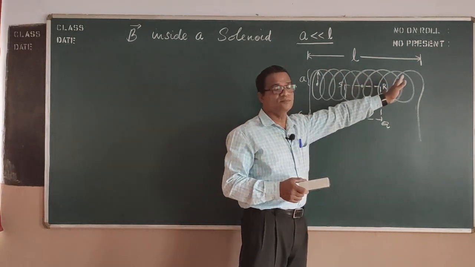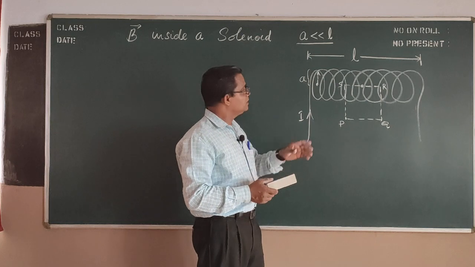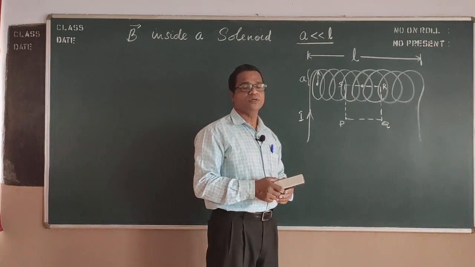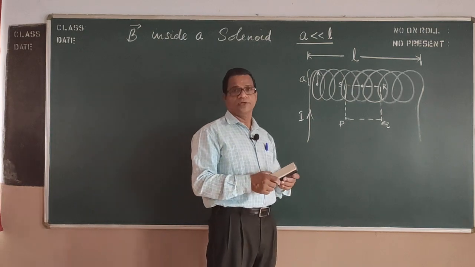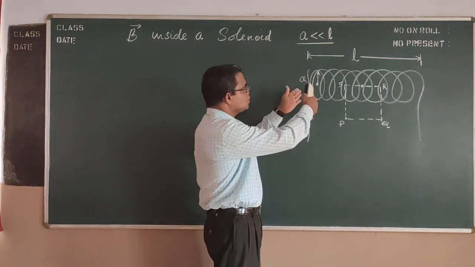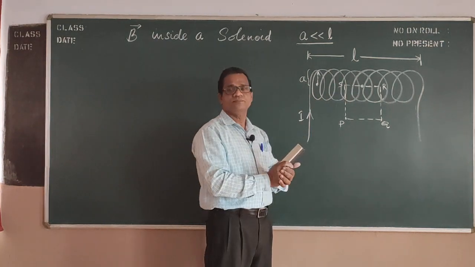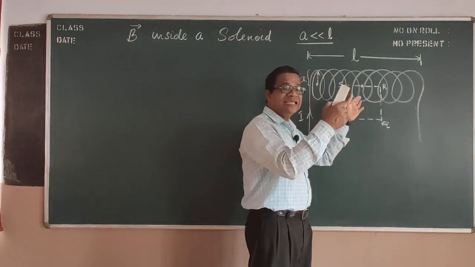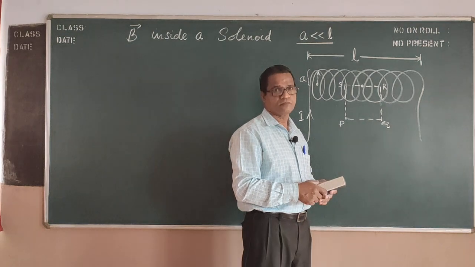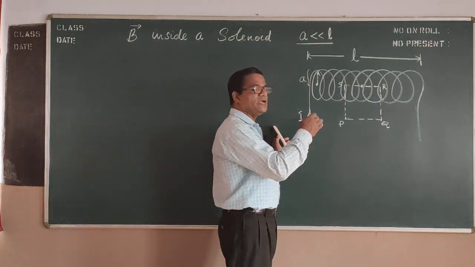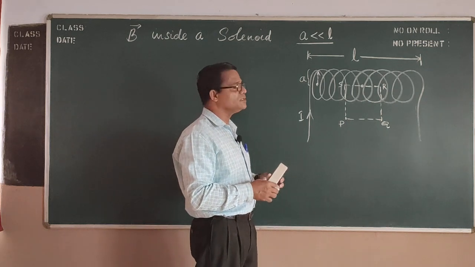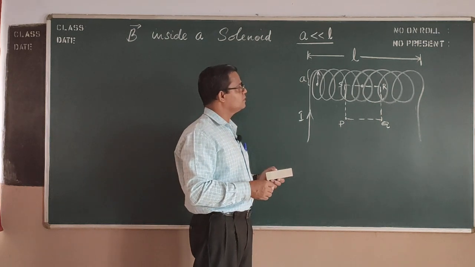We will know from this diagram, and this is the radius of the loop. If this is the criteria, then you can treat it as a solenoid. Now assume that the solenoid is of very large length and I consider a point well inside. So to find the magnetic field at this point, we will be using Ampere's circuital law.